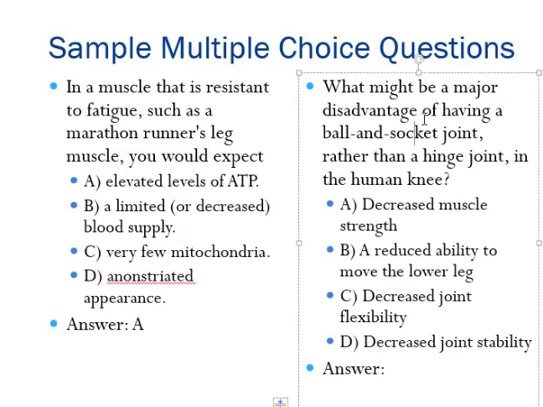What might be a major disadvantage of a ball and socket joint rather than a hinge joint in a human knee? Well, not decreased strength. That's not a problem. Ball and socket joints are just as strong. Reduced ability to move? On the contrary, it would increase the ability to move your lower leg. Decreased joint flexibility? Again, that's not true because it would increase your flexibility, but it would decrease your stability. It would make it more difficult for the body to hold firm, and so therefore D is the best answer. Okay, that's basically what we have for the material.